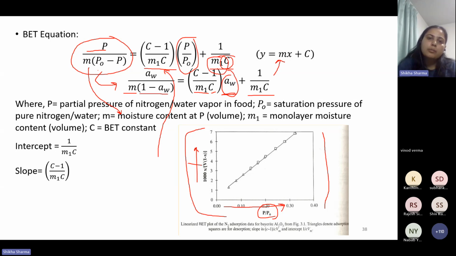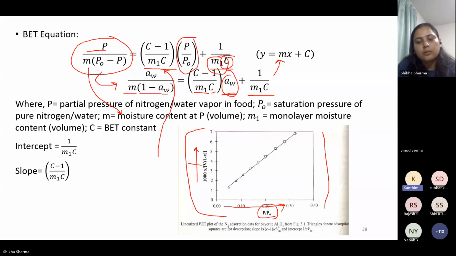We are interpreting it in our food system: when water is coming to food, what happens, how it bonds and forms the monolayer or the multilayer, how the pressure varies, or how the water activity is related. We are doing this because of this curve.